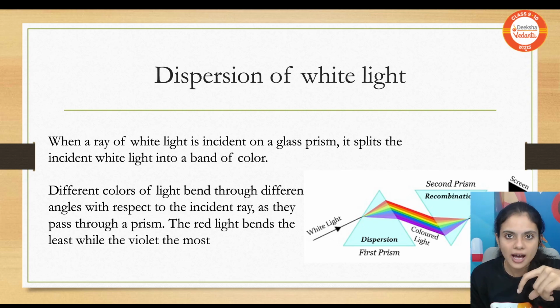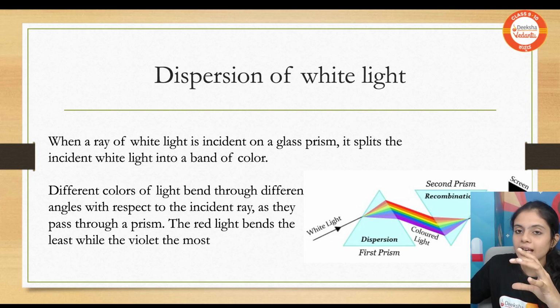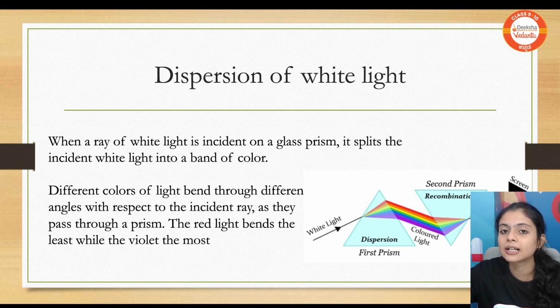If you keep one prism, the white light enters the prism and splits into 7 colors. Take another prism and keep it inverted. When these 7 colors pass through the second prism, they will combine and form white light. This is nothing but the recombination.